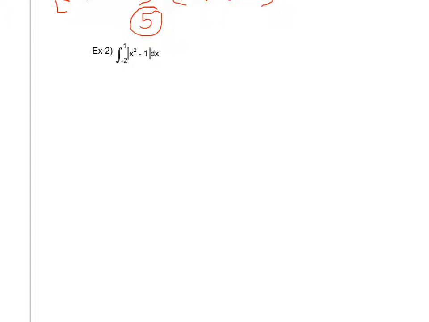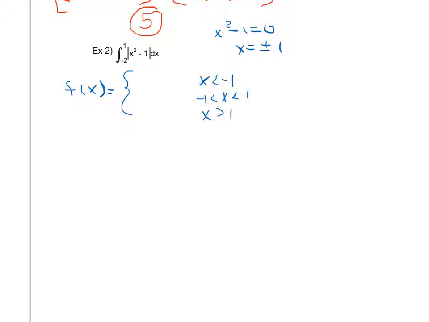The only thing that makes it a little bit more complex is the fact that I have a quadratic inside my absolute value bars. But I set that equal to 0. I solve, and I get x equals plus or minus 1. So that basically means that I'm going to have a couple different intervals, a couple different areas. I'll have an interval below negative 1, from negative 1 to 1, and then above 1. So when I set up my piecewise function, it's going to have 3 pieces: x values less than negative 1, x values between negative 1 and 1, and x values greater than 1.